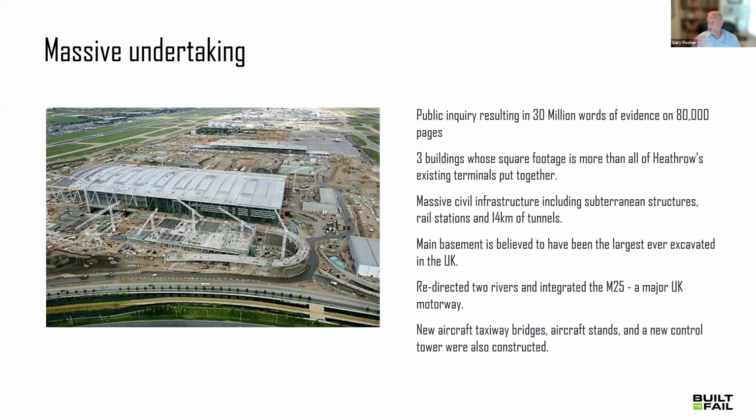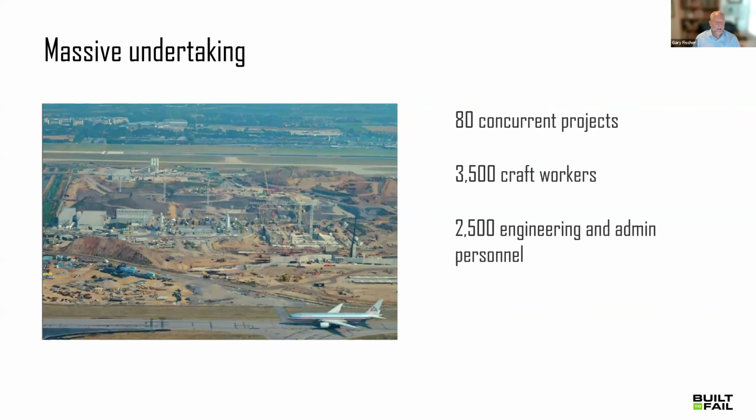So T5 was really doubled the terminal space at Heathrow. You can just see the scope here, just massive civil infrastructure, huge basement, redirected 2 rivers, integrated it to one of the major freeways in the UK. New aircraft, taxiway bridges, stands, new control tower. You can get a feel for this. This was one complex undertaking. But it took something like 20 years from conception to completion and put into operation. 6 years alone for construction. Just hugely complex, as you're going to be able to hear about in a few minutes.